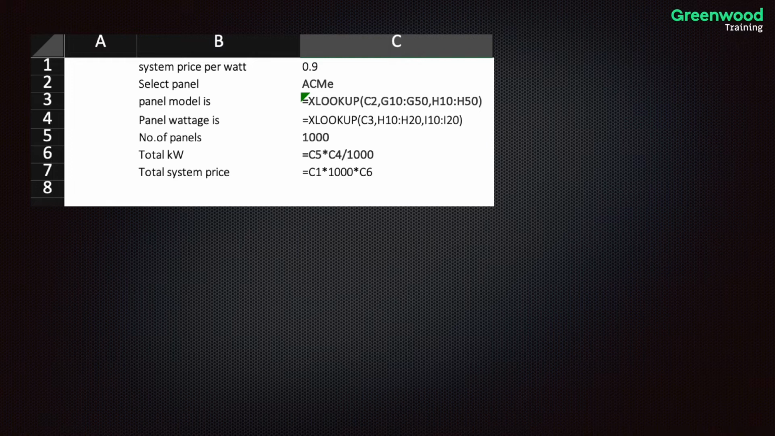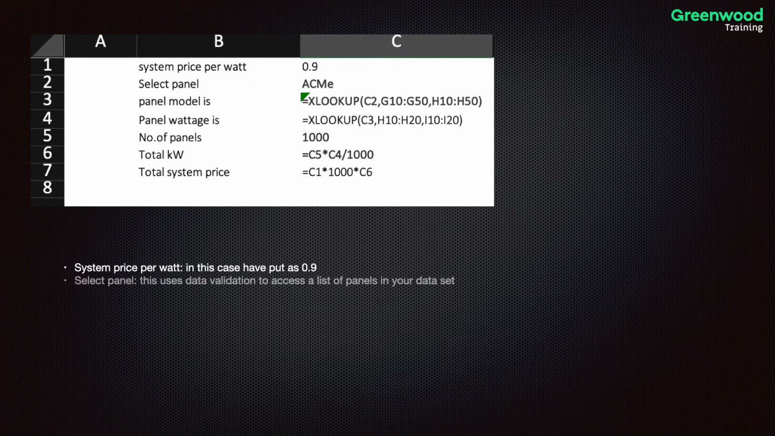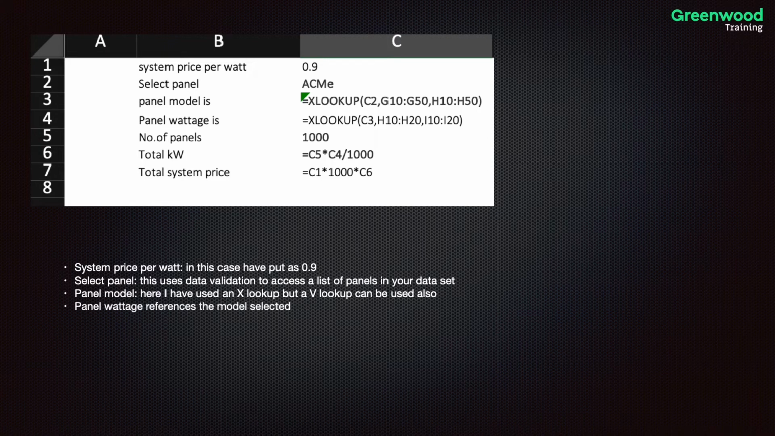Now you can see some formula breakdowns and inputs. System price per watt in dollars is 0.9, so a little under $1 a watt. Select panel. This uses data validation to access a list of panels in your data set. Panel model. Now here I've used an XLOOKUP, but a VLOOKUP can also be used. Panel wattage references the model selected. Number of panels is user input. Total kilowatts is a simple calculation, of course, as is total system price.